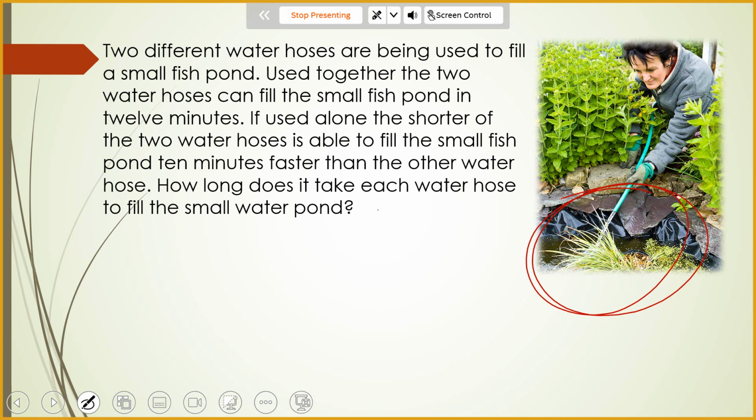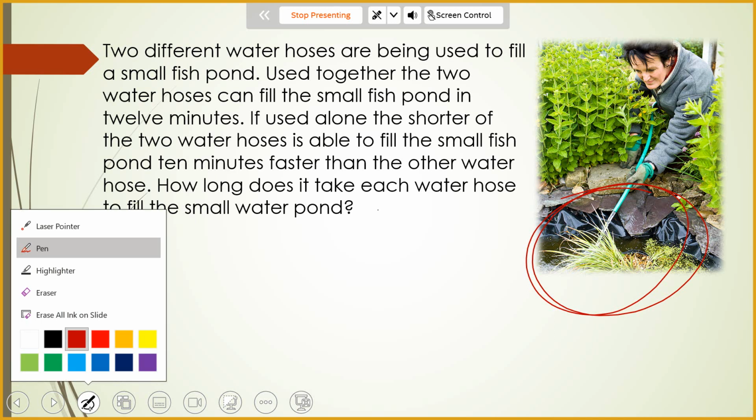Now we're going to come up with two different scenarios. Let's pretend the small fish pond is empty, and now we're only going to put in one of the two. So it's either the smaller one or the longer one. Which one appears after reading this to be able to fill up the pond faster? It says the shorter one. How much faster? 10 minutes faster. Okay, so we have two different items here.